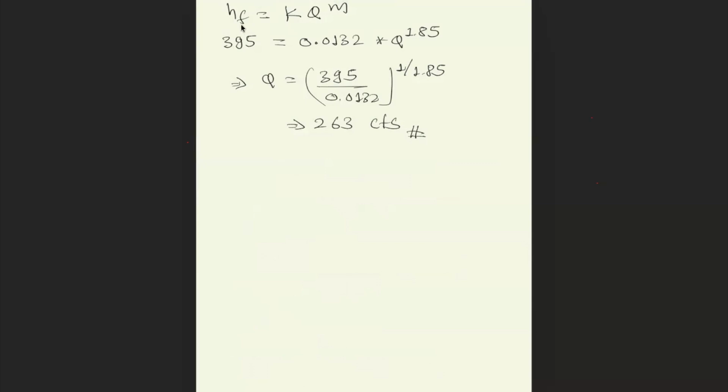So in our final step, since we are already given HF, that is 395. We already know the value of K. We need to find discharge using Hazen-Williams. We know the M value, so by putting in the numbers, we got Q is equal to 263 cubic feet per second.